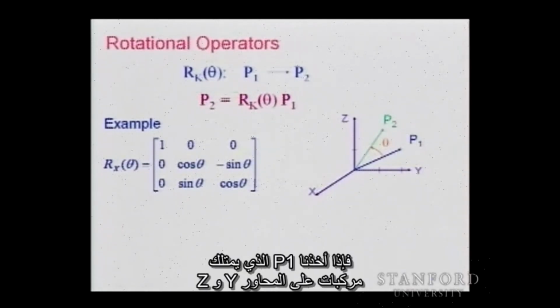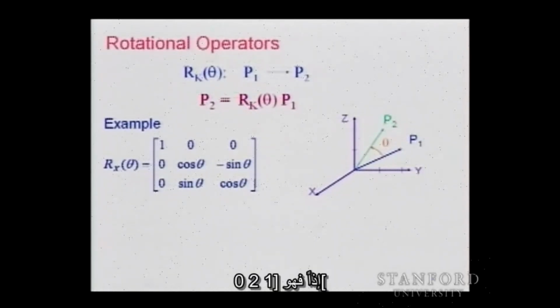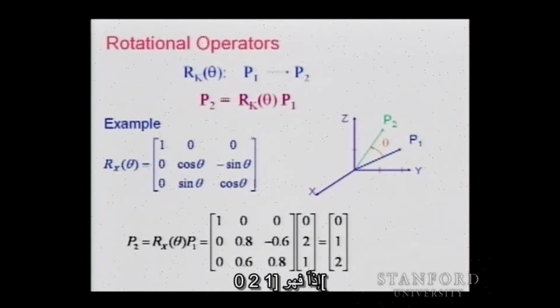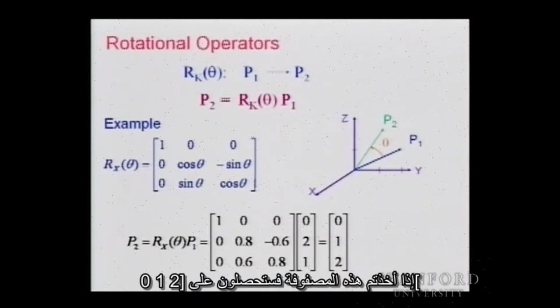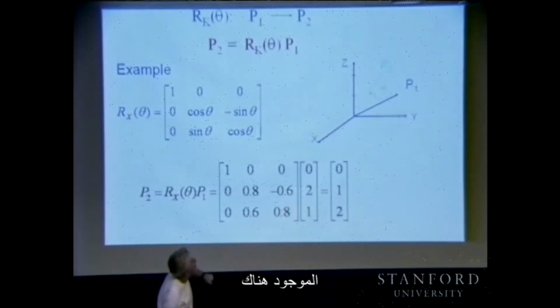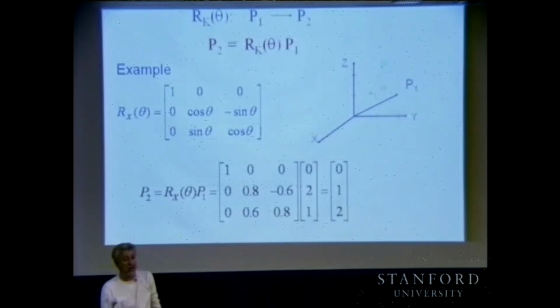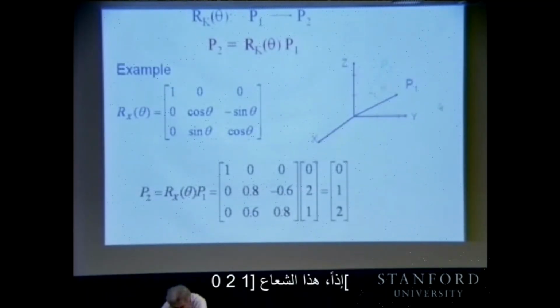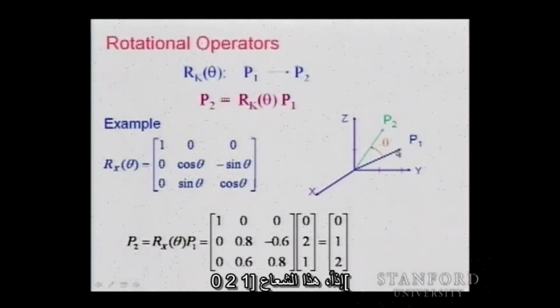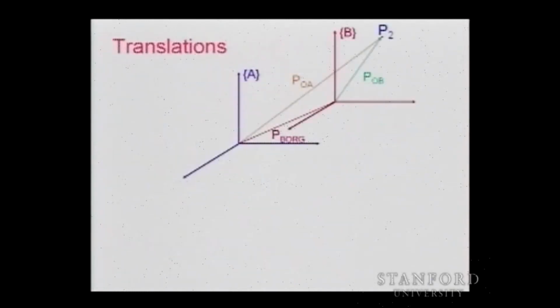So if you take P1, which has components on y and z, so it's 0, 2, 1, and you apply this matrix, you end up with 0, 1, 2, which is over there. You see P1 and P2? So this is the vector 0, 2, 1, and now 0, 1, 2 is P2. Okay.